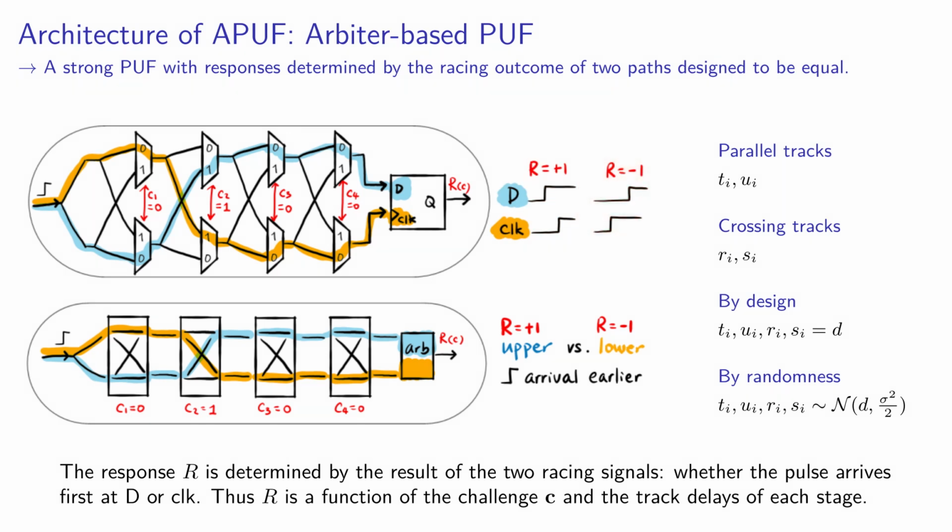This response depends on the challenge as well as each stage's unique delays. In either of these two APUF representations, we can see that each stage has 4 selectable tracks for signals to flow. A stage's challenge bit selects either the parallel T and U or the crossing R and S tracks. Each of these track pairs are designed to be equal, having the same delay D. However, they each have a unique delay due to the random variance during manufacturing, and thus have an IID normal distribution with a mean delay D.